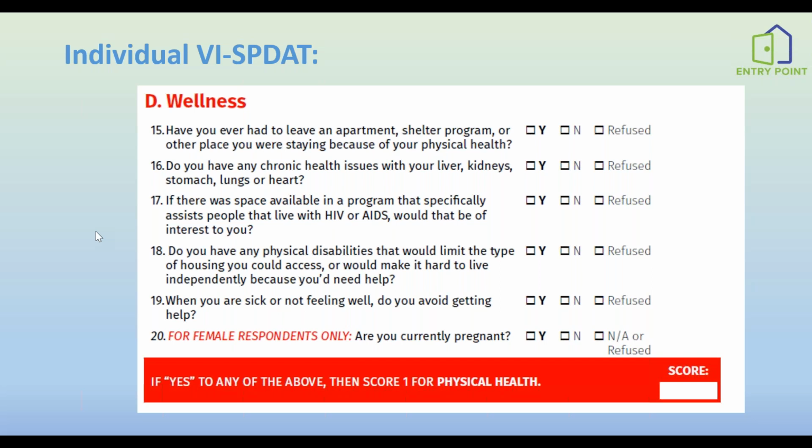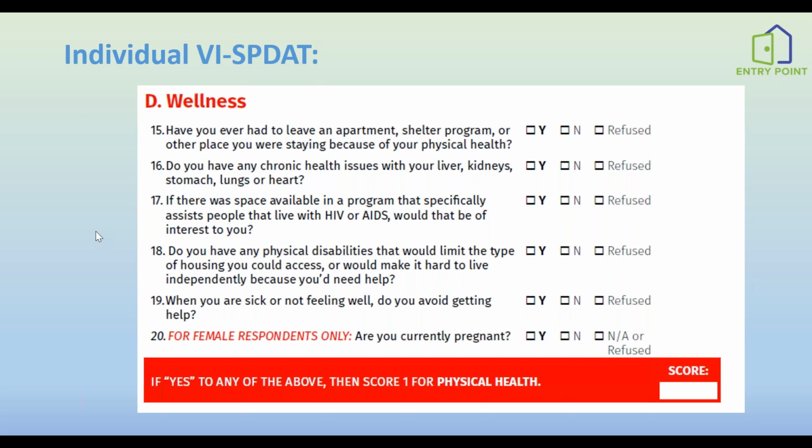Question 15 is, have you ever had to leave an apartment, shelter program, or so on because of your physical health? Again, this is about people's perception of their circumstances. There are lots of other questions on here about physical wellness type things.